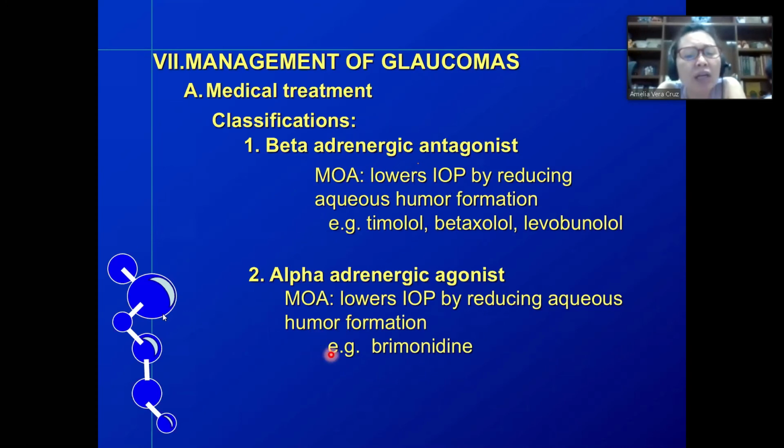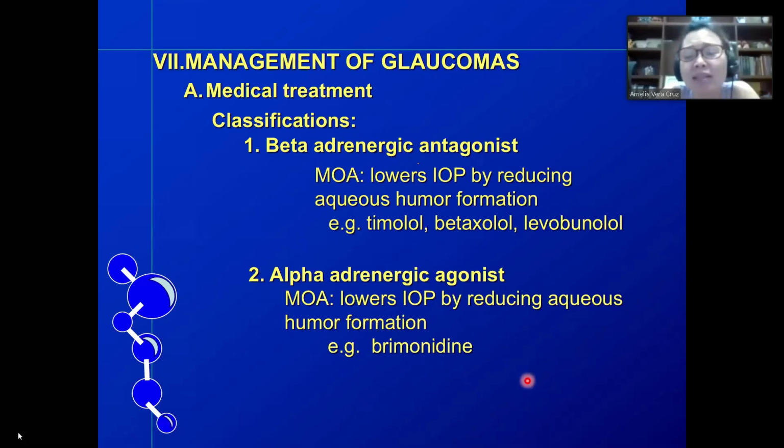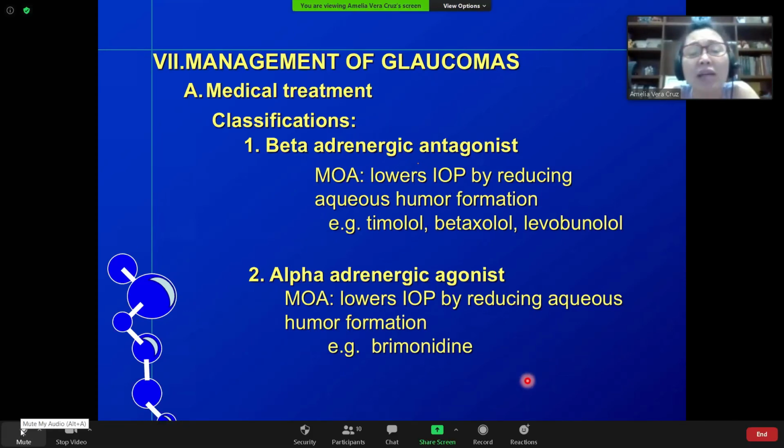Now, next, your alpha adrenergic agonists. Isa lang ngayon ang available sa market, your brimonidine tartrate. It lowers your IOP by reducing aqueous humor formation. Ganun pa rin, pareho sila. Ang beta-adrenergic antagonist and the alpha-adrenergic agonist, they both reduce IOP. Parang kakaiba, but pareho ang mechanism nila, hindi pa rin alam. These are still unknown mechanisms, how they decrease the IOP.